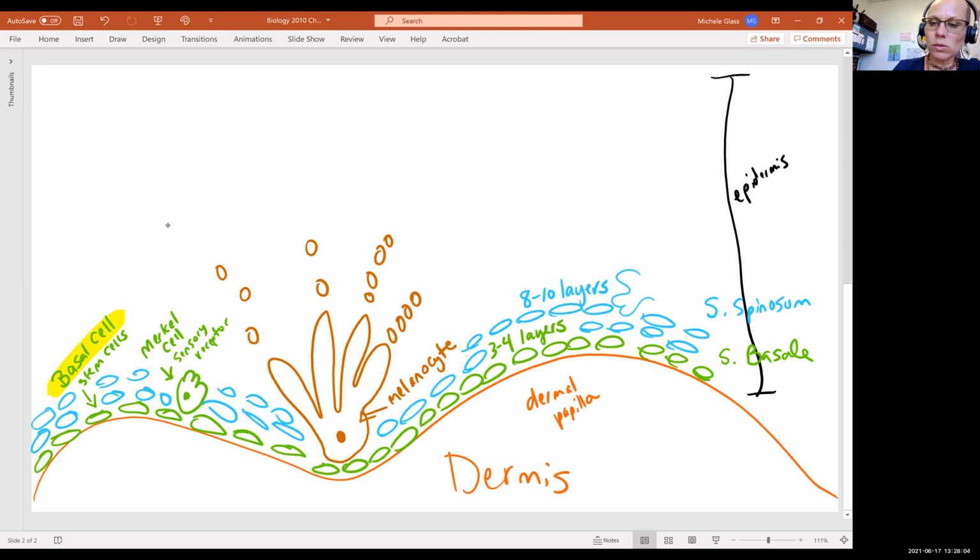I'm going to draw it to look sort of amoeboid in shape. And this type of cell is called a Langerhans cell. And the Langerhans cell is a macrophage. So it is going to be involved in repair, both removing debris and also, if any pathogens do get to this point, they're going to be phagocytized by this cell. So this is going to be an important part of that protection.